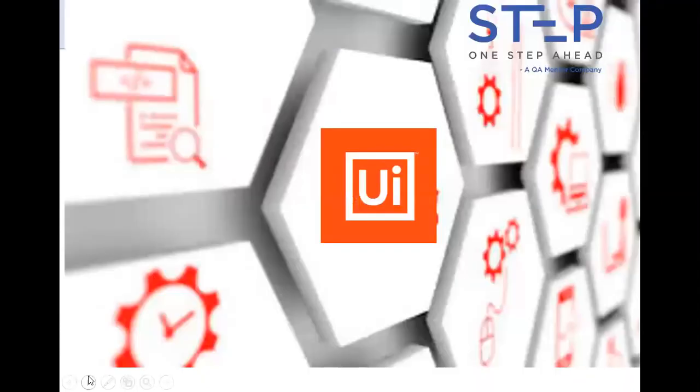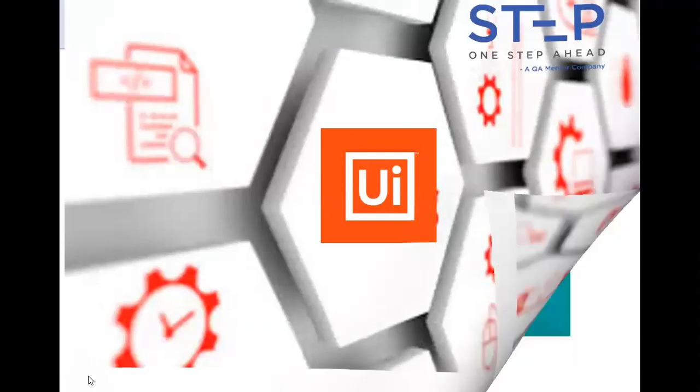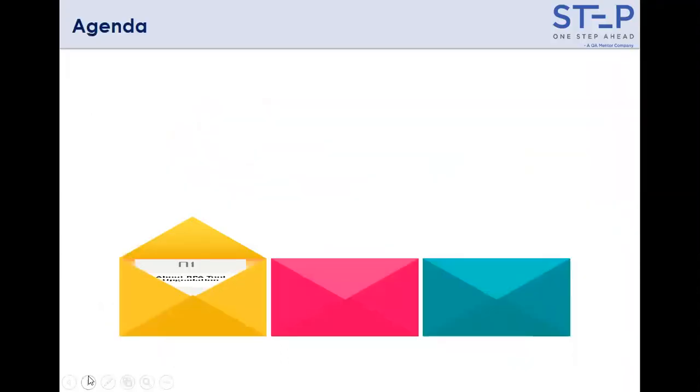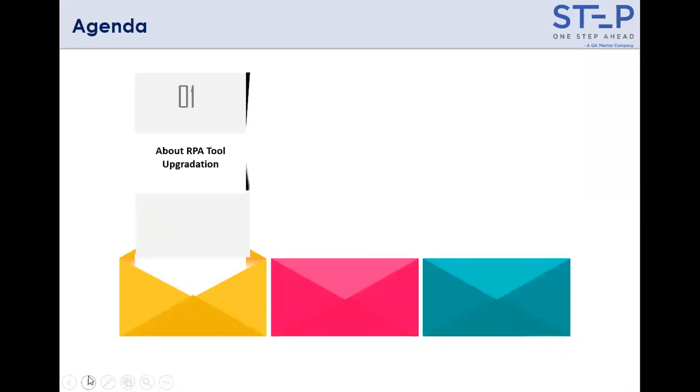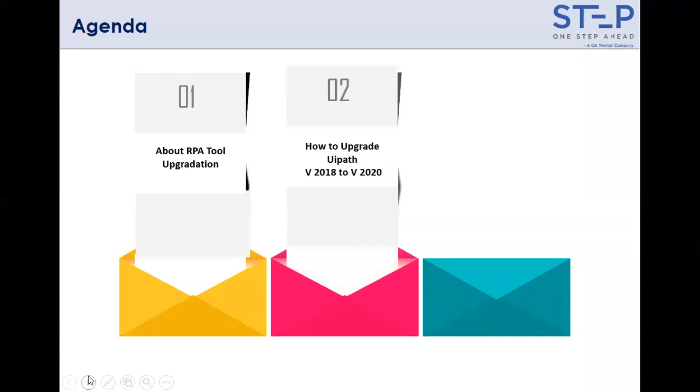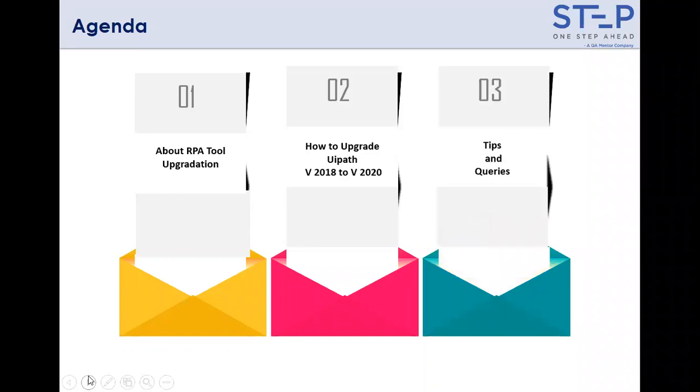and we will see today's agenda. First we will see about RPA tool upgradation. In this we are going to discuss why we need to upgrade the RPA tool. Second, we are going to see what activities we have to upgrade while moving from the older version to the newer version. And last, we will see what tips and points we have to remember while upgrading the UiPath older version to the newer version. And if you have any queries, then we will go through them.